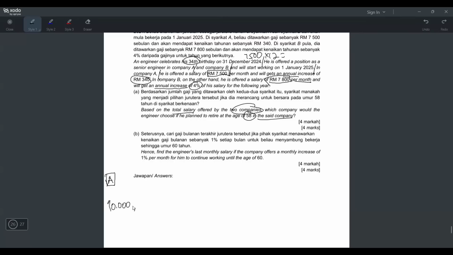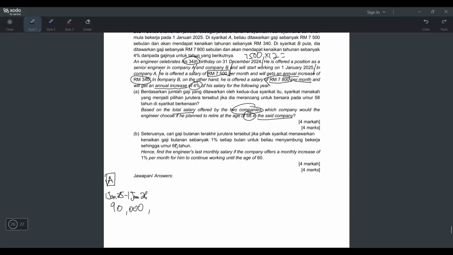In other words, this is 1 January 2025. Okay, 1 January 2025. And if he works until 1 January 2026. Wait, is that correct? Yeah, because he starts working on this, right? So for the 1 year salary, he accumulates 90,000. So it's correct, right? From 2025 to 2026. Okay, let me write nicely. So 90,000 is the first year salary, right? This is the amount he earned in the first year, from 1 January 25 to 1 January 26, right?